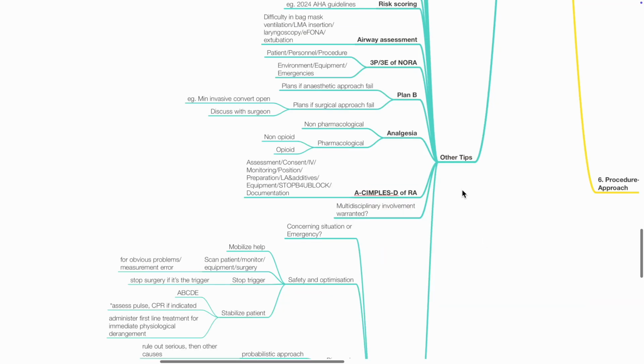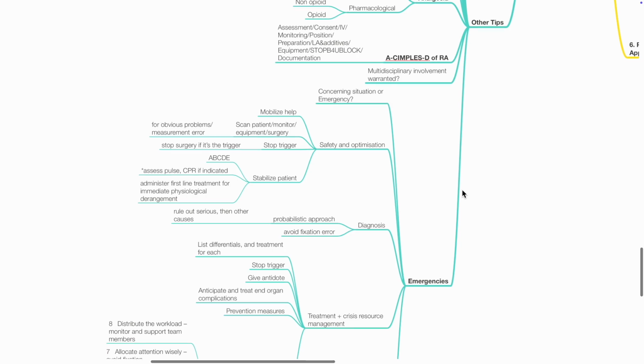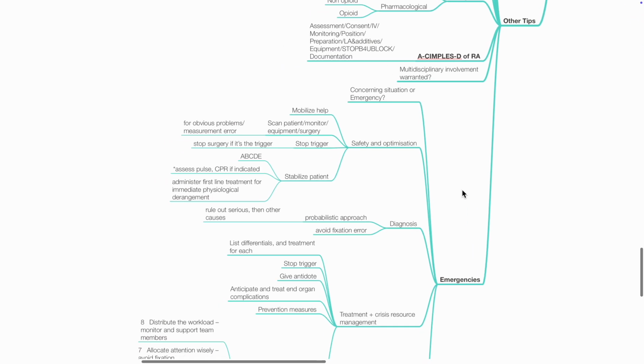For providing regional anesthesia, a useful mnemonic is A-SIMPLE-D: assessment, consent, adequate IV access, monitoring, position, preparation, LA and additives, equipment, stop before you block, and documentation. For complex patients, assess whether multidisciplinary input is up to date. For emergencies, determine whether it's a concerning situation or emergency to decide whether to call for additional help.